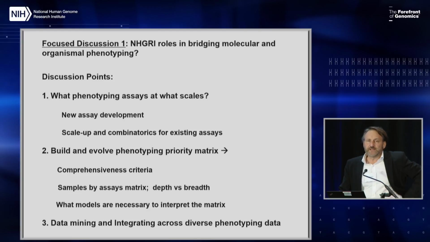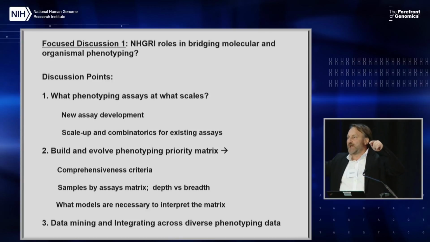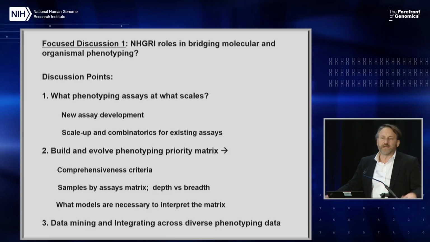So basically, this is just opening up to the crowd and raising a few discussion points. You can read them. I don't even need to go through them. But essentially, what phenotypic assays, what are the scale, even temporal scales? Do we need new assay development? Scale up in combinatorics for assays, a point that I think Aviv raised earlier. Building and evolving phenotype priority matrices, what are the time scales that we need to deal with, and how complex is that going to be? What constitutes a comprehensive matrix?